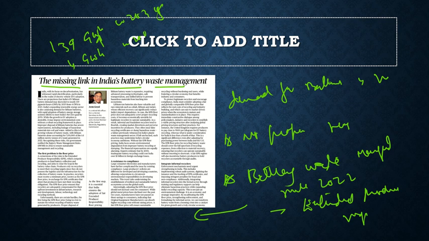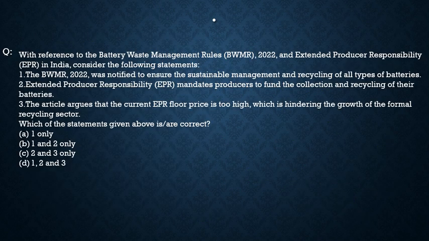Now let us see what kind of question can be asked from it. Here the question says, with reference to the Battery Waste Management Rules 2022 and the extended producer responsibility in India, consider the following statements. The Battery Waste Management Rules were notified to ensure the sustainable management and recycling of all types of batteries. That is true. Extended producer responsibility mandates producers to fund the collection and recycling of their batteries. That is also true. The article argues that the current EPR floor price is too high, which is hindering the growth of the formal recycling sector. That is also true. So with respect to this question, all three statements are correct.